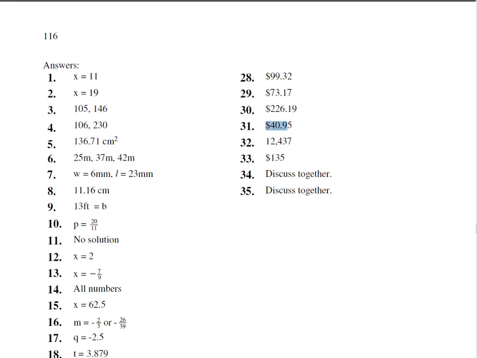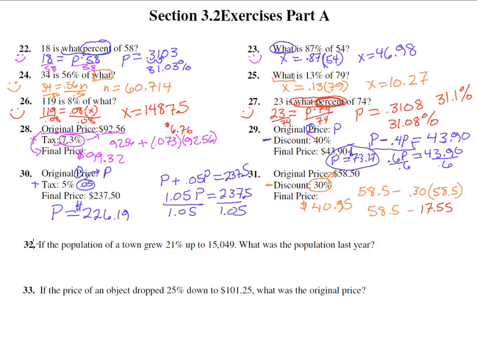$40.95. Good. Number 32. If the population of a town grew 21% up, that means it's going to add to 15,049. That means this is the final population. What was the population last year? Ooh, we need to discover a variable right here. We don't know the original, so we'll call it P for population.